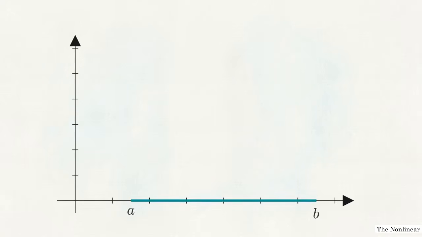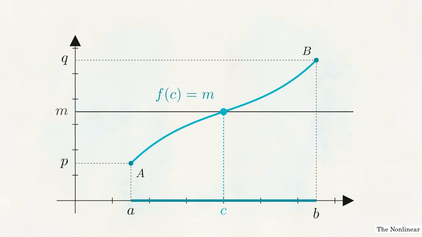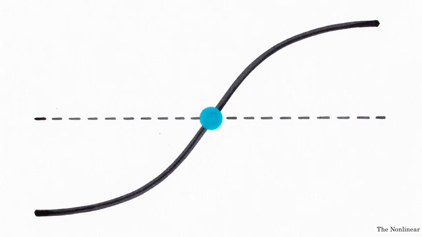Looking at this graph, we can formalize that intuition. Take any continuous function defined on a closed interval. It starts at point A with value p and ends at point B with value q. Pick any target value between p and q, call it m. Because the function is continuous, there must be at least one input where it hits m exactly. This is the Intermediate Value Theorem. It proves that a specific intermediate value is reached without ever requiring us to calculate exactly where it happens.